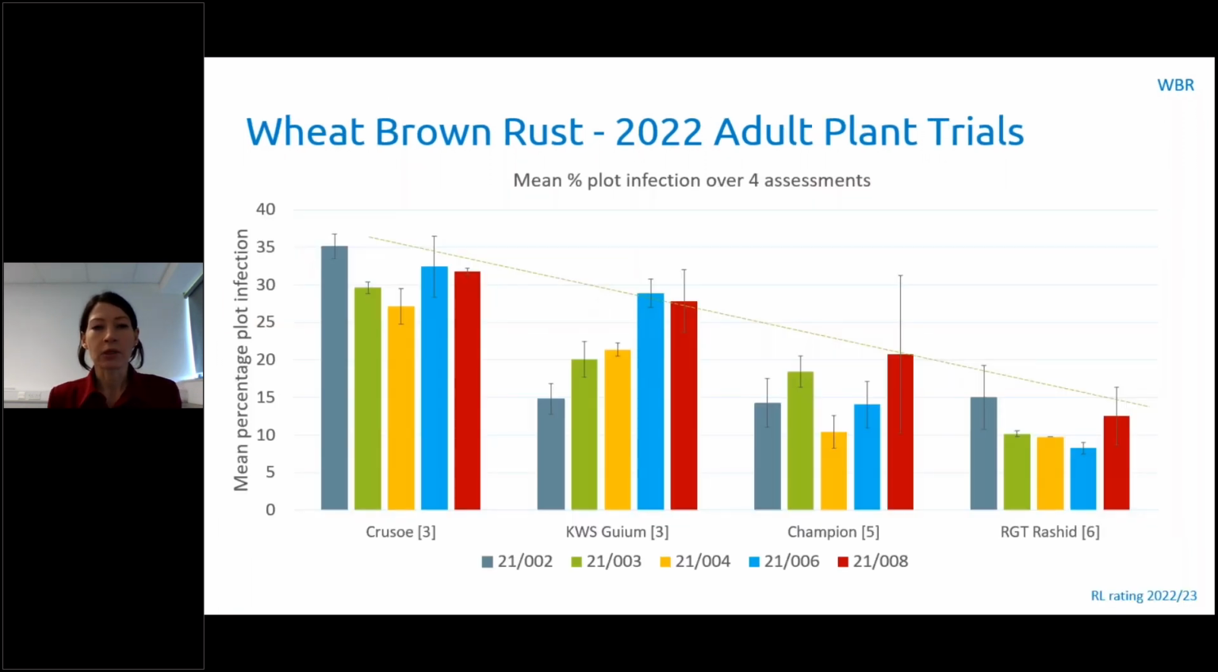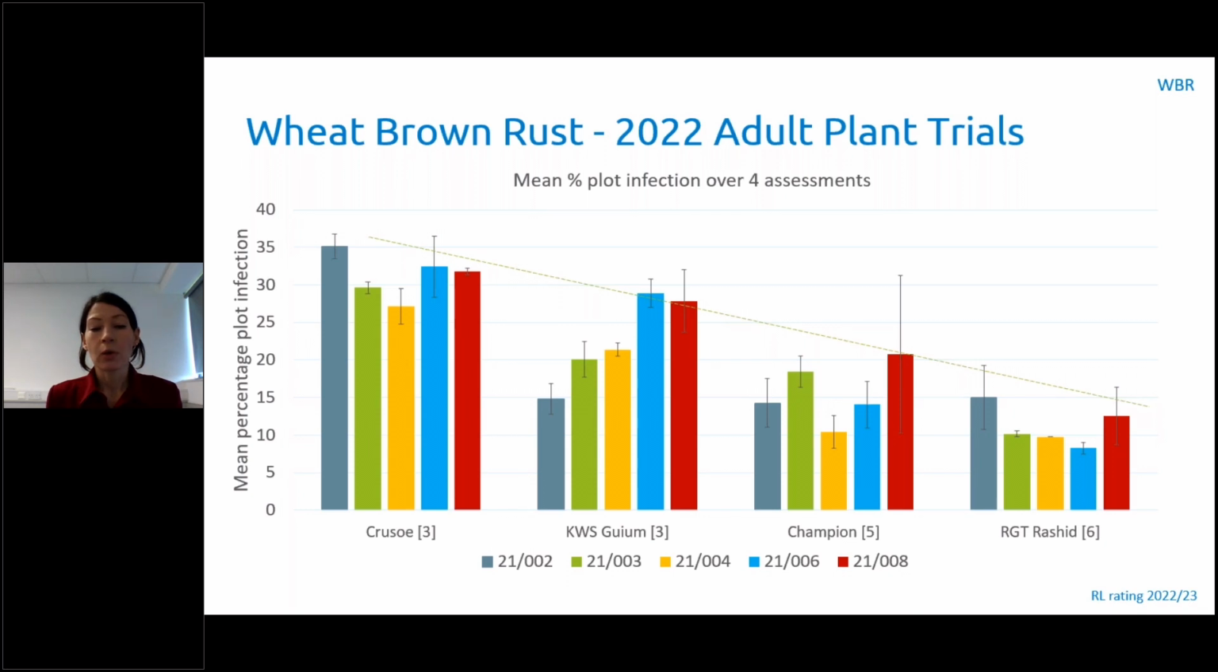So the wheat brown rust adult plant trials, again, this is a percentage plot infection over 4 assessments, and these assessments actually started at growth stage 55. So the first variety I have is Crusoe, with a rating of 3 last year. So that one was actually the most susceptible variety in trials, and the most susceptible RL variety in trials. So it even beat some of our control varieties like Buster. It was infected in all 5 trials at around the 25 to 35% mark.